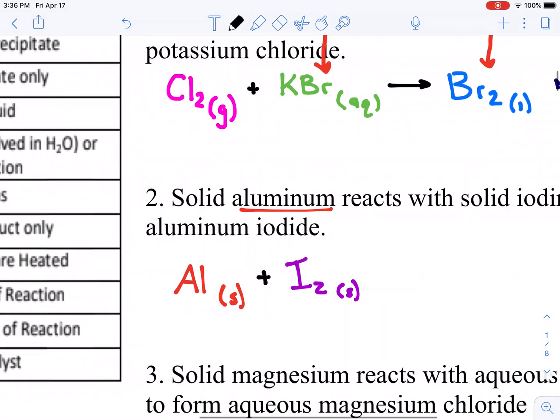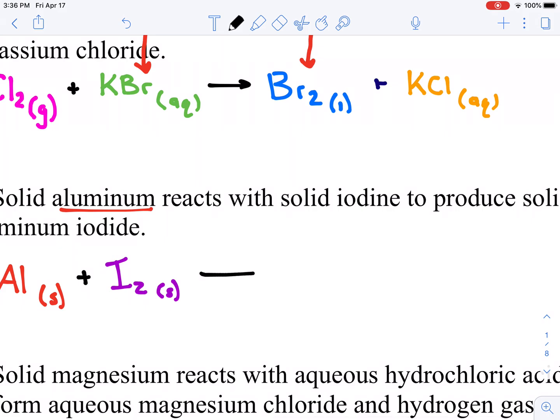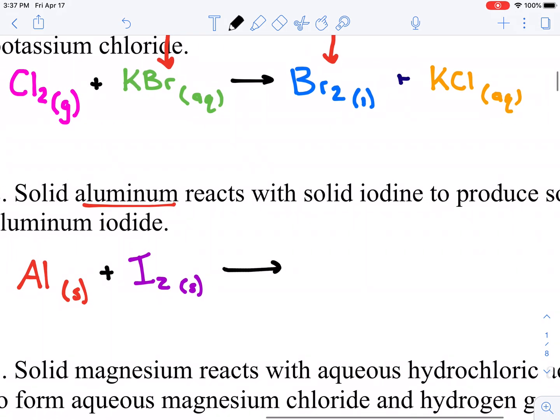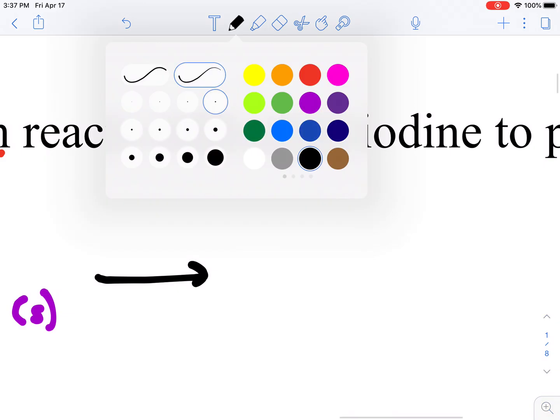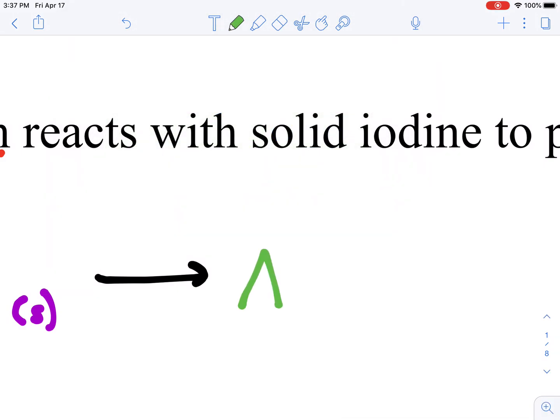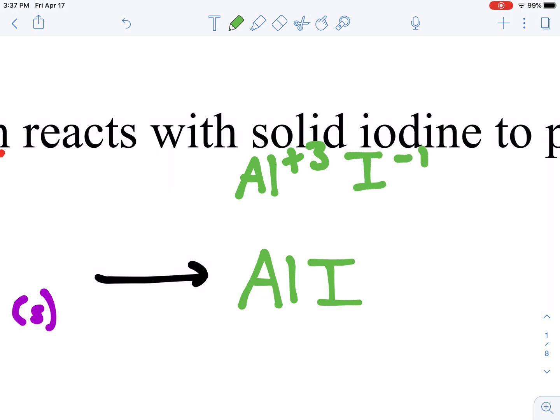And it says that it is going to produce solid aluminum iodide. And for aluminum iodide, remember, it's tempting to do something like AlI, aluminum and iodine. But we know more than that. We know that aluminum is a +3 charge. We know that iodide is a -1 charge based on the location on the periodic table. And so that means that we have to show that here. So the correct formula for aluminum iodide is not AlI. It's AlI3 because you need 3 iodines to cancel out that +3 from aluminum. And we were told that this is a solid.